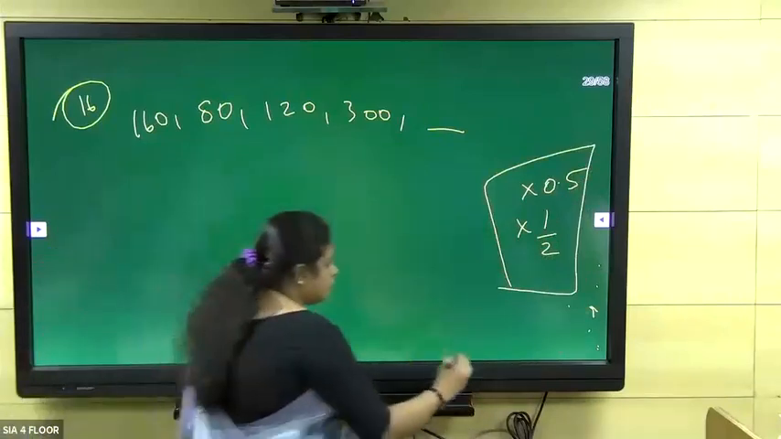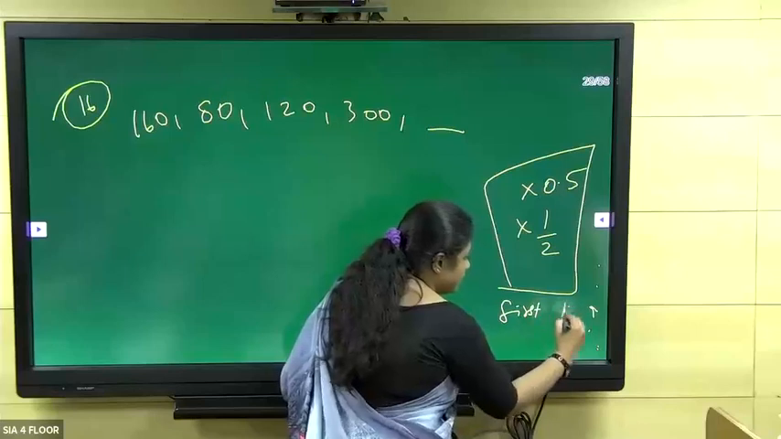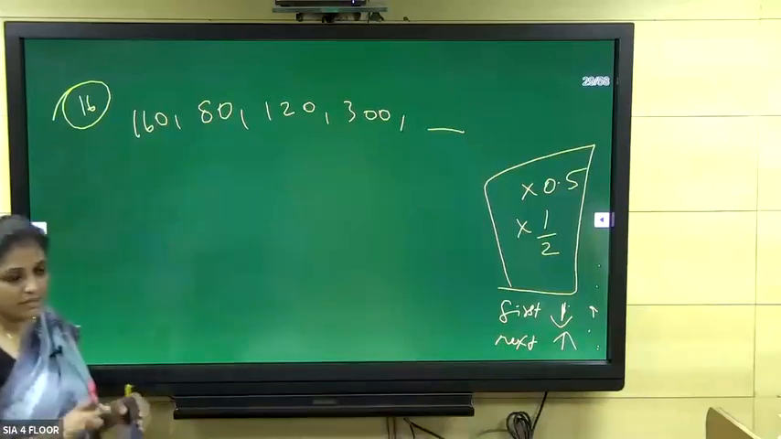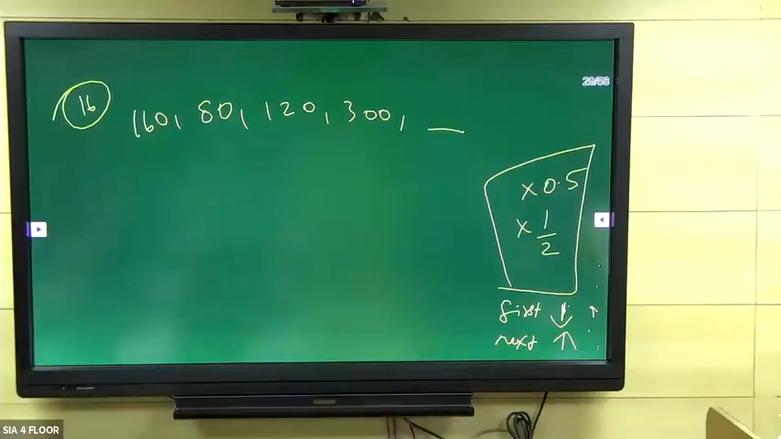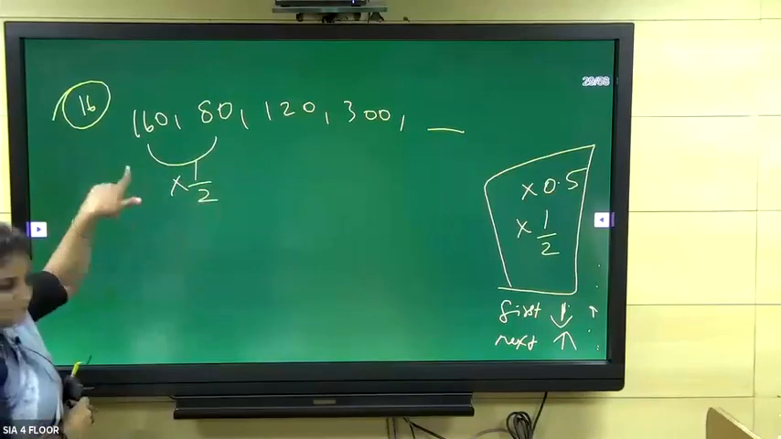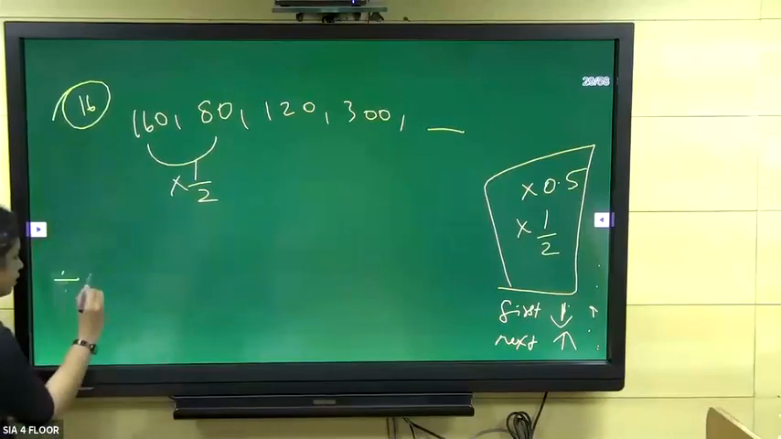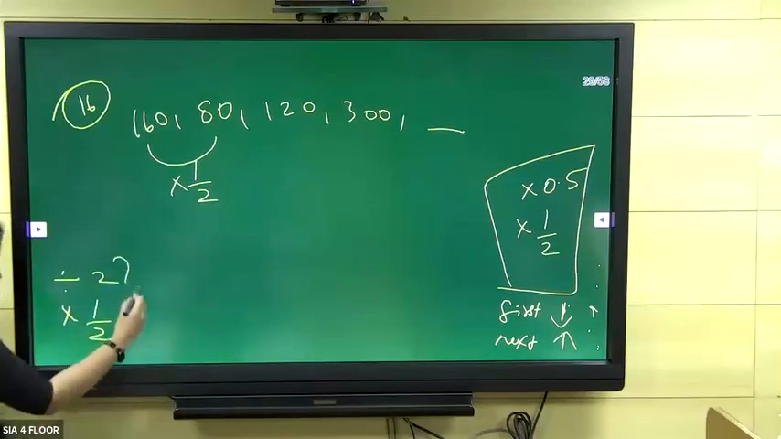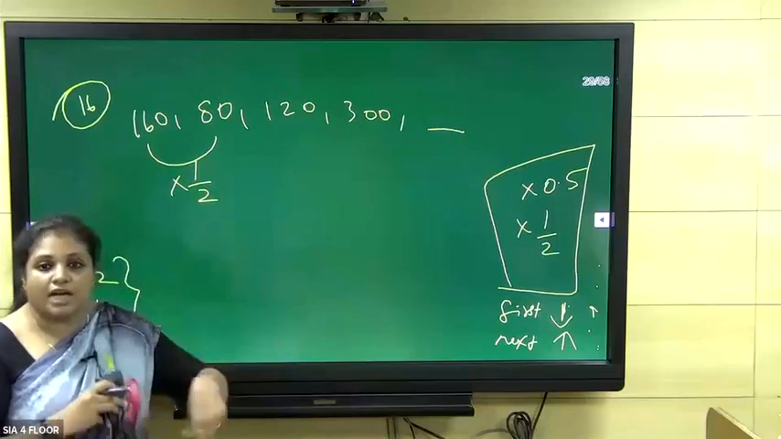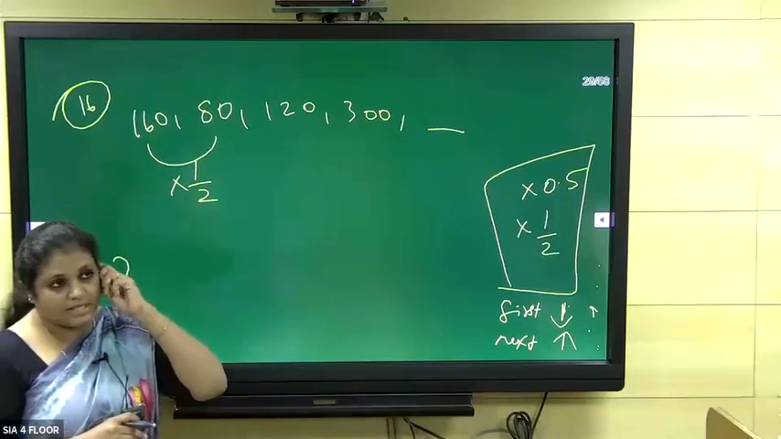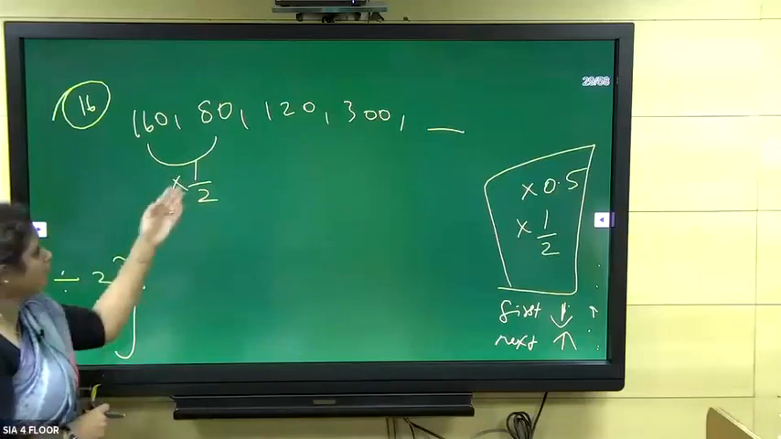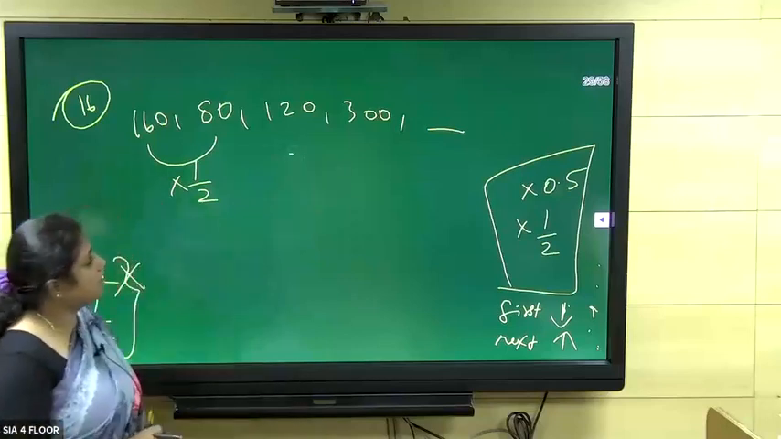In which case? If the first number alone is a decrease and the next numbers are in increasing order. So usually it makes sense when you multiply this with half. I'm multiplying this with half because this number is half. If you divide or multiply, see, dividing by 2 or multiplying a number by 1 by 2, both are the same. But since only one is decreasing and the others are increasing, we have to write it exactly like this, into 1 by 2. You should not write it the division way, because we are not going to use divisions for the upcoming sets.